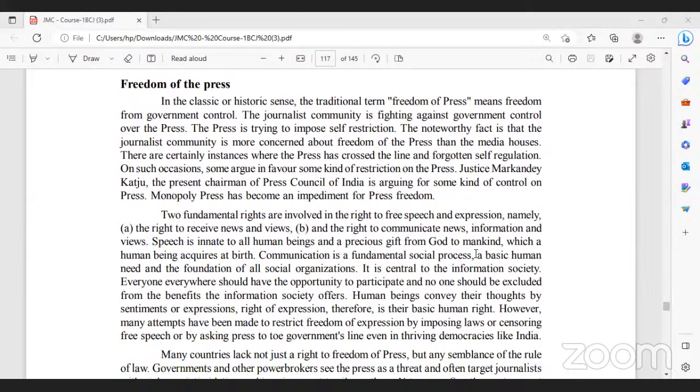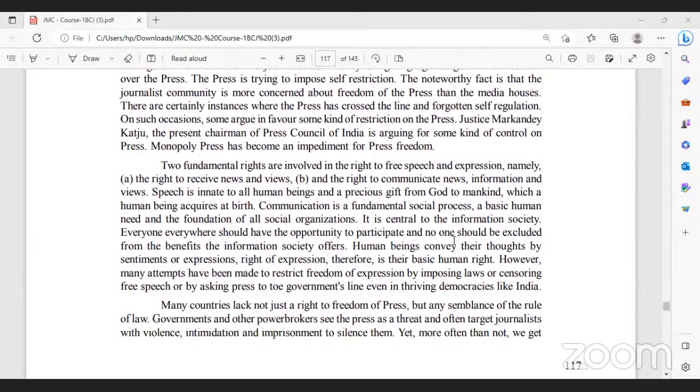There are certainly instances where the press has crossed the line and forgotten self-regulation. On such occasions, some argue in favor of some kind of restriction on the press. Justice Markandey Katju, who was the chairman of the Press Council of India around 2014, argued that there should be some kind of control on the press. Monopoly press has become an impediment for the free press.